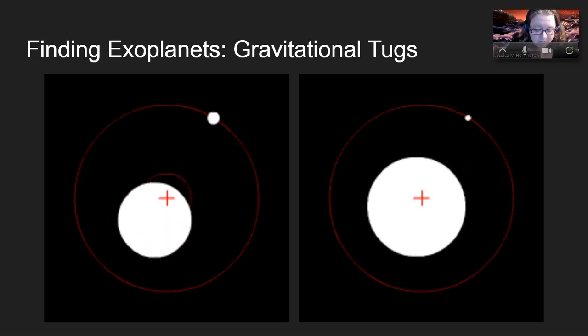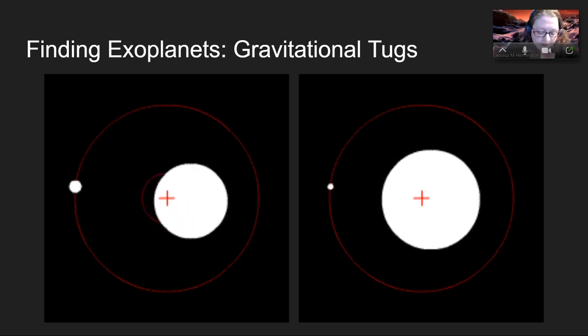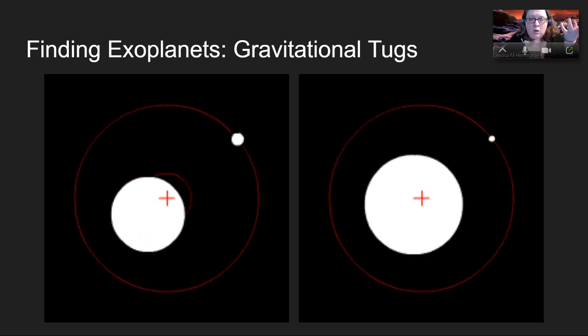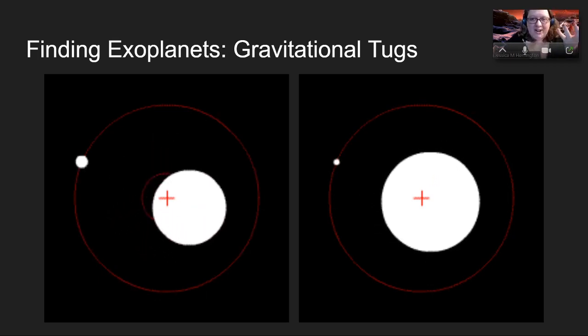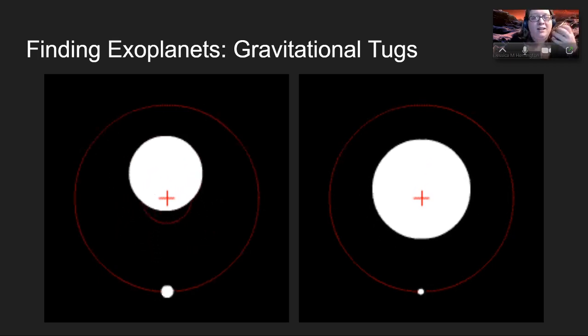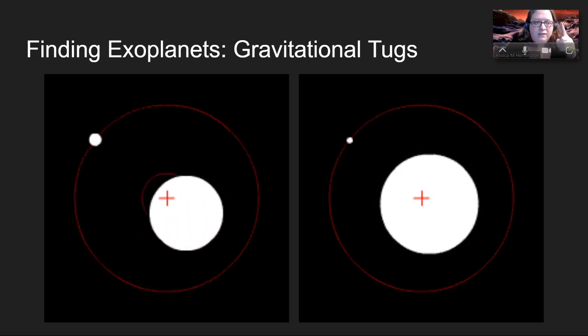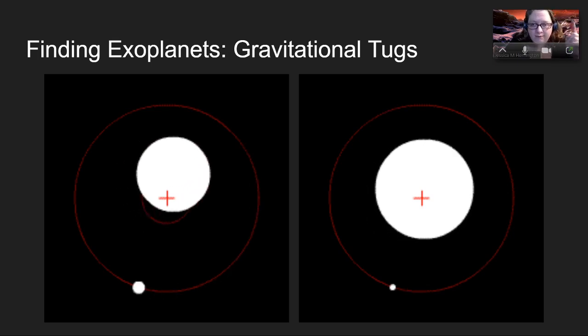Now, there are still some struggles with this method because the wobble of the star is very, very small. It's not like we can just stare and see a star and physically see it wobbling back and forth.